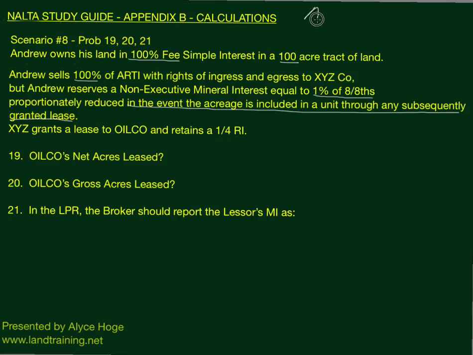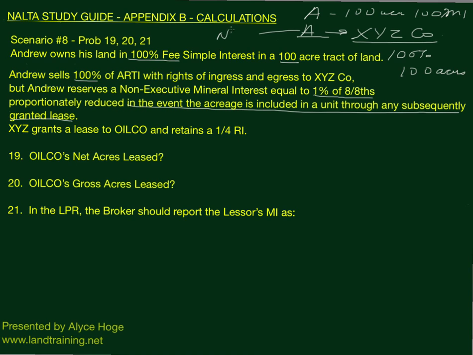So Andrew starts off with 100 acres and a 100% mineral interest. He then conveys his 100% mineral interest, all right, title, and interest, to XYZ Company. So now XYZ Company has the 100% fee simple and 100 acres. But in this transaction, Andrew reserves what's called a non-participating royalty interest owner interest.